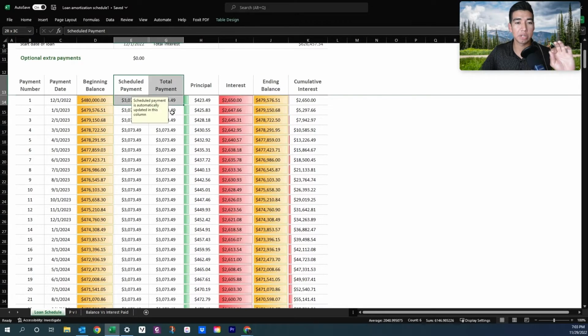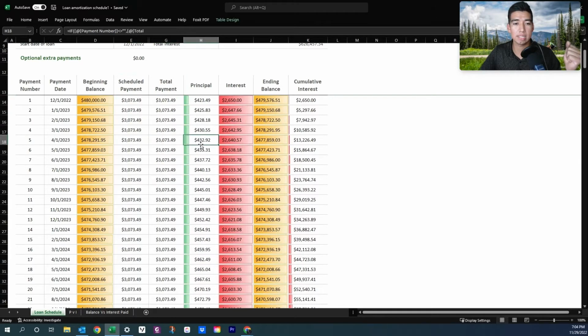And then we have the scheduled and total payments here. Same thing, $3,073.49. And I'm showing the principal and interest side by side. In each respective row, the principal and interest added up is going to equal $3,073.49. But as I scroll through the loan, you'll see that more and more of that portion of the payment is going towards principal and less towards interest. So as I scroll down through the life of the loan, you'll see the green increase and the red decrease.